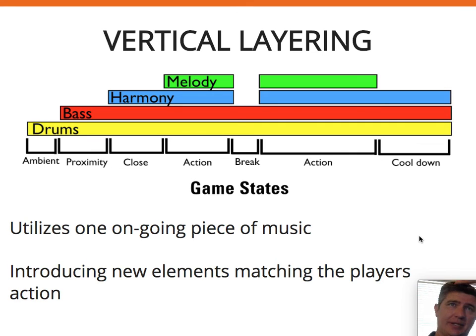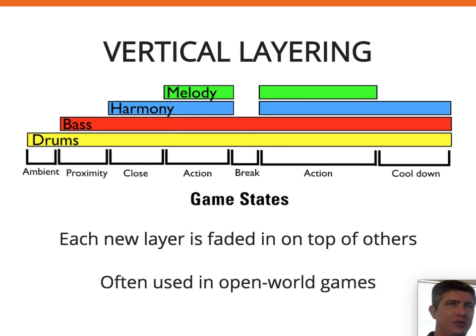So a vertical music system is splitting out the music into different instruments and applying them to different game states. So ambient, proximity, close, action, break, action, cooldown. Instrumentation will build up and break back down and build back up again to react to whatever is going on in the game. So really it's one ongoing piece of music, but it introduces elements matching whatever the player is doing. So it can immediately fade in those ideas whenever it needs to. Each new layer is faded in, or it can be muted on and off wherever it needs to go.